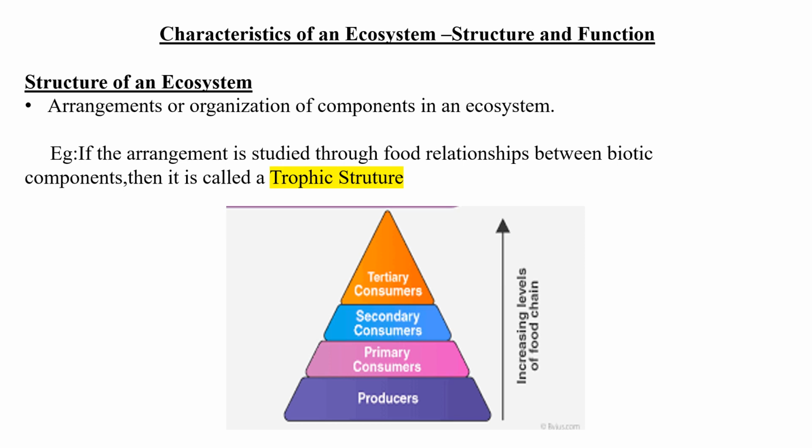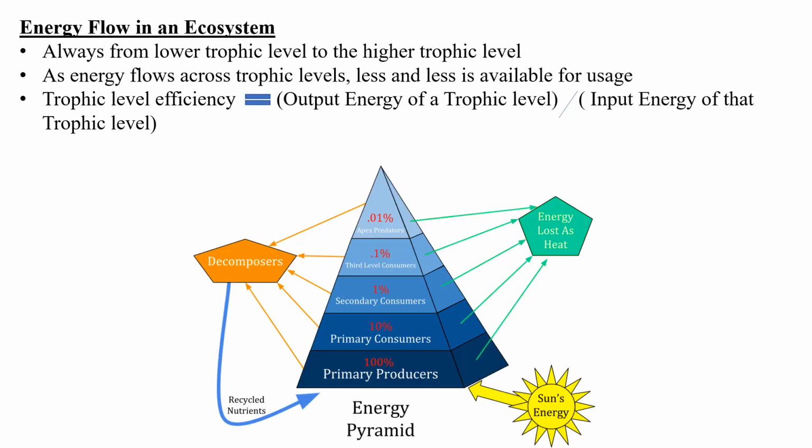So when we consider the flow of energy in a trophic structure, we understand that the flow of energy is always unidirectional. That is, the energy moves from the lower trophic levels to the higher trophic levels. As the energy moves through the trophic levels, much of the energy is lost in the form of heat energy, because when animals move around and catch their prey, they waste a lot of energy in the form of heat.